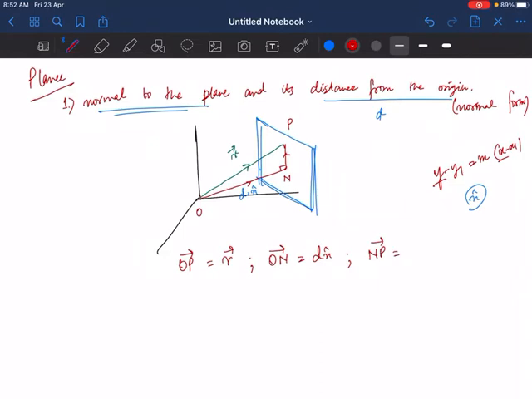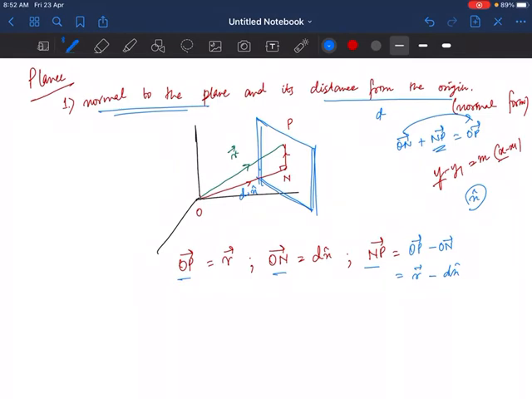Now we have learned addition of triangles. By looking at it, we can see that ON vector plus NP vector is equal to OP vector. If I have to find NP vector, I will take ON to the other side. So we have OP vector minus ON vector. OP vector is my r vector, minus d n cap. So this is how we get all three vectors which form the triangle. But we need the equation of the plane. So how to find the equation of the plane?